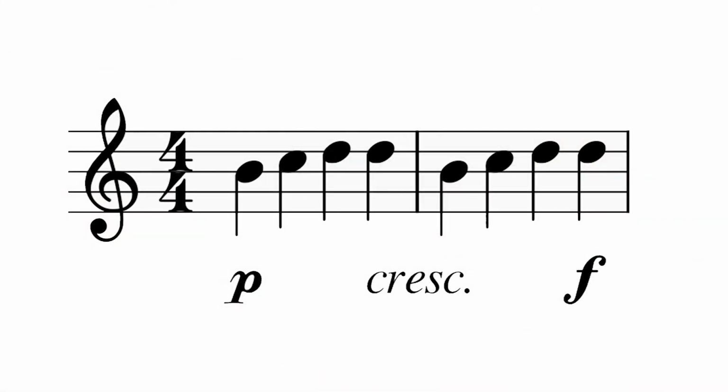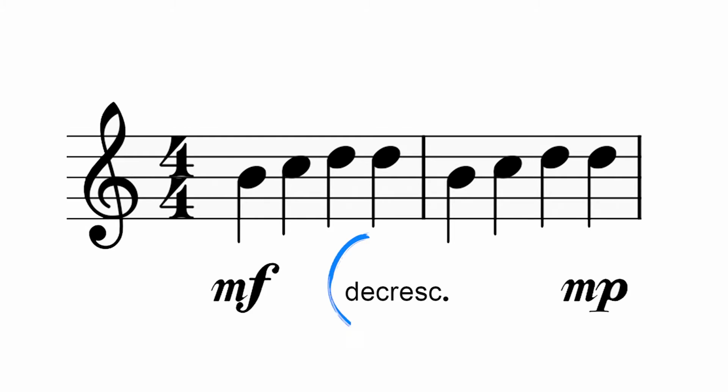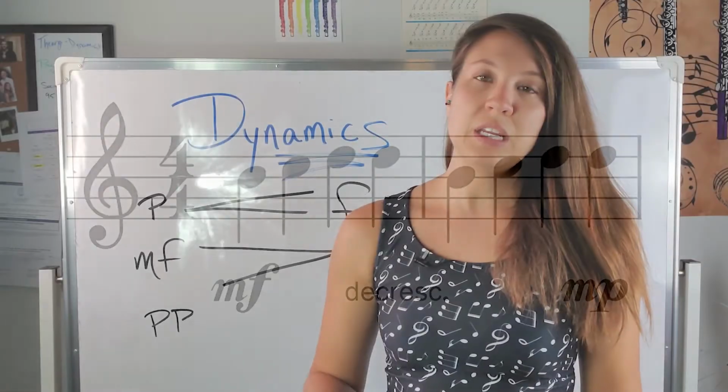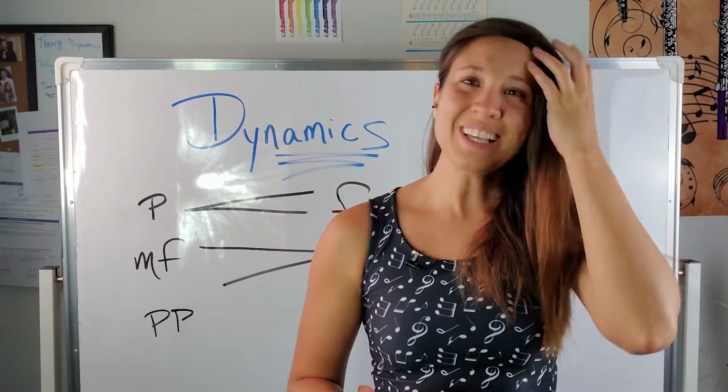Once in a while, you'll see a little written thing. Instead of our signs, it'll say CRESC dot. That's short for crescendo. Or we'll see DIM, which is short for diminuendo, which also means to decrescendo. Or we'll see DECRESC dot, which is the decrescendo. So those will also signify when we need to gradually get louder or get gradually softer.